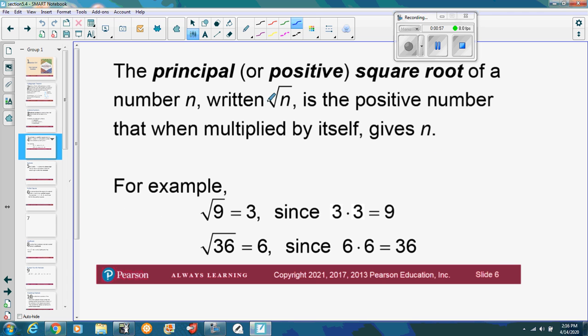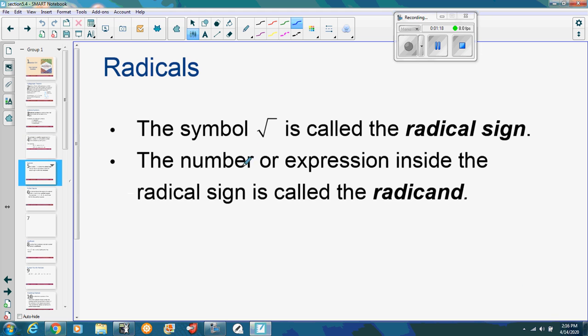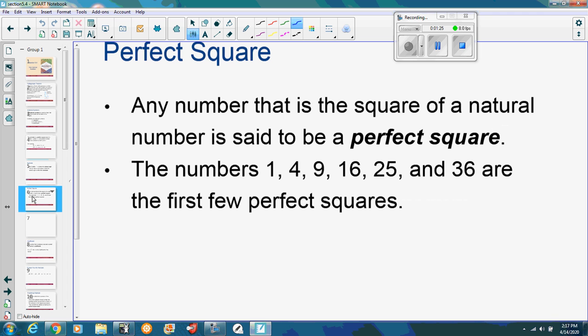So the principal square root, and that's what this symbol means, that's the radical, is what number times itself can give you the number under the radical. So in this case, square root of 9 is 3 because 3 times 3 is 9. The square root of 36 is 6 because 6 times 6 is 36. That's what it means to take the square root. So this symbol is called the radical sign. The number or expression inside is called the radicand.